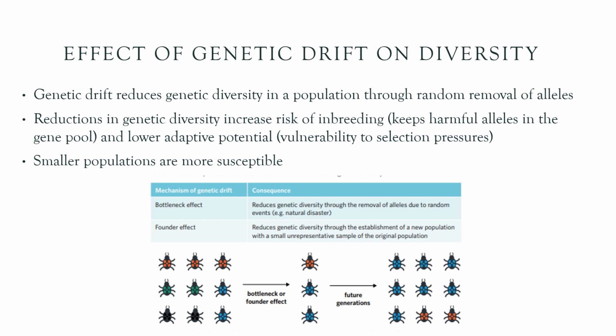Like I said, the effect of genetic drift on diversity is normally negative. It normally reduces genetic diversity in a population due to the random removal of alleles. It reduces genetic diversity because of smaller populations as well. Normally these events reduce the population size, and that just naturally reduces the diversity of alleles as well. This reduction in genetic diversity increases the risk of inbreeding, which is keeping those same alleles in the population, and lowers adaptive potential as well.